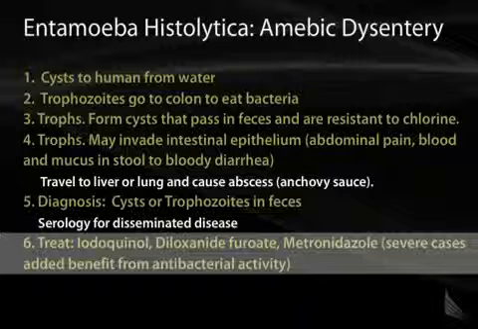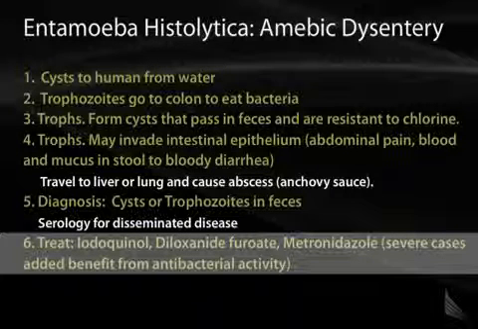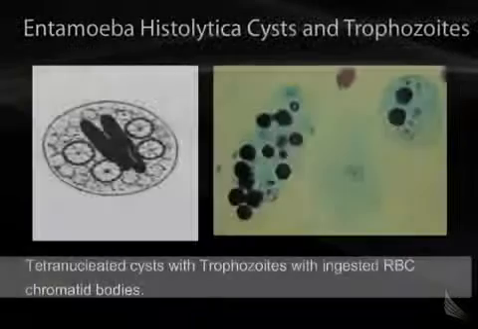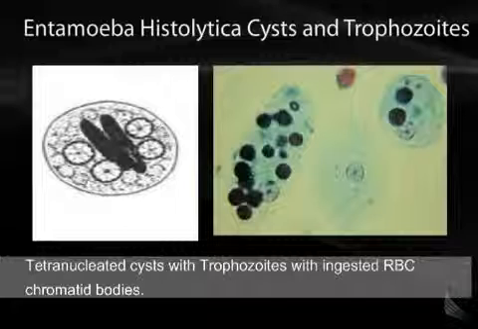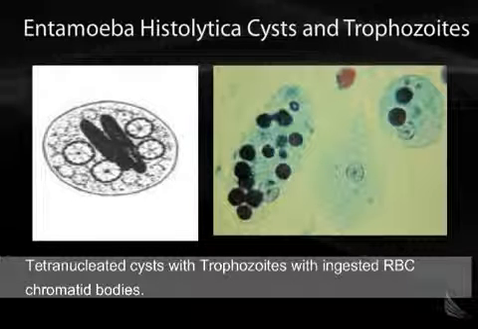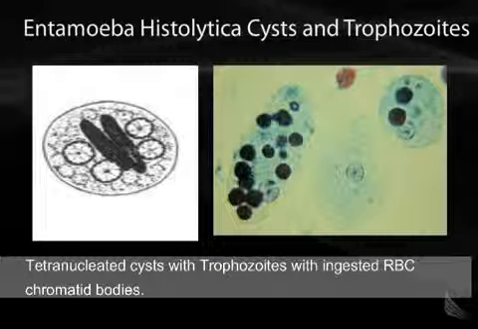You can also try iodoquinol, diloxanide furoate. Severe cases get added benefit from antibacterial activity. Entamoeba histolytica has unique microscopic features which are shown here. We have tetranucleated cysts with trophozoites with an ingested red blood cell and chromatoid bodies.